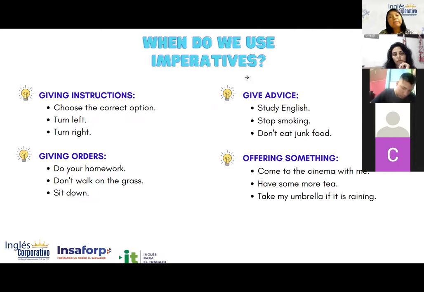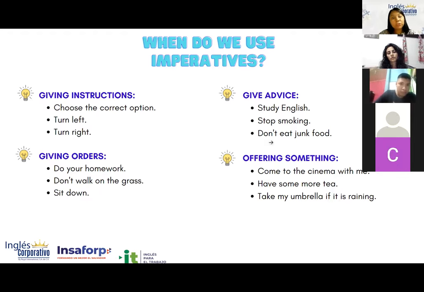Orders. Give advice. Consejos. Dar consejos, guys. Study English. Stop smoking. Don't eat junk food. Look at this. Para hacerlo negativo, we use don't. Right? And whenever we offer something, cuando ofrecemos algo, we offer something. For example, come to the cinema with me. Ven al cine conmigo. Come to the cinema with me. Have some more tea. Right? Take my umbrella if it's raining. Take my umbrella. Toma mi sombrilla si llueve. You offer, ofrece algo. Yeah?